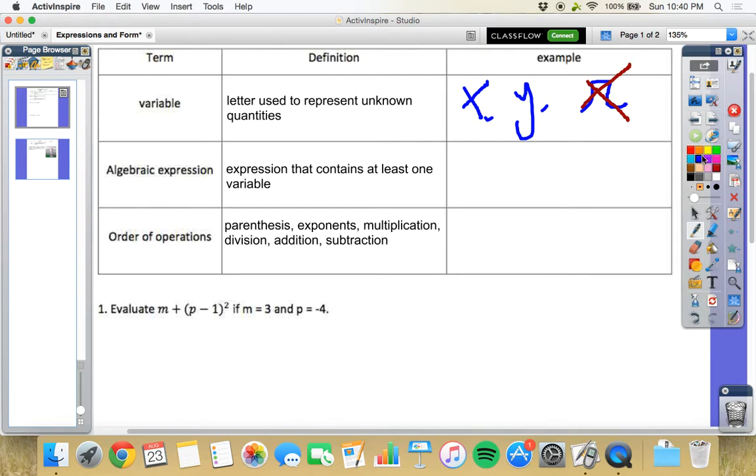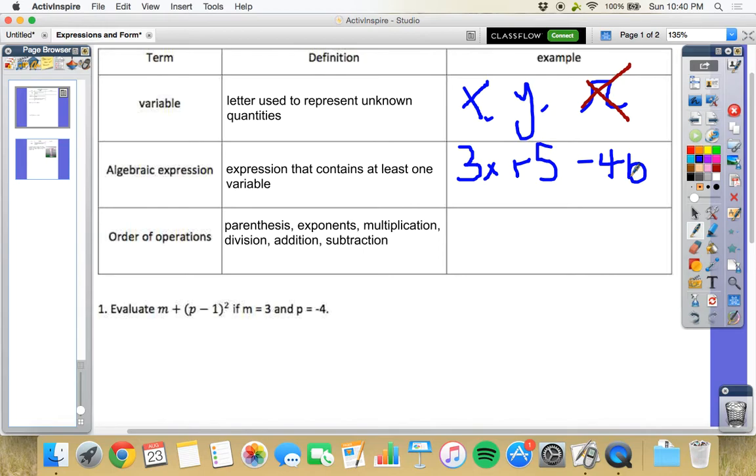An algebraic expression is any expression that contains at least one variable. So I could write 3x plus 5 minus 4b. And in this expression, x and b are both variables.